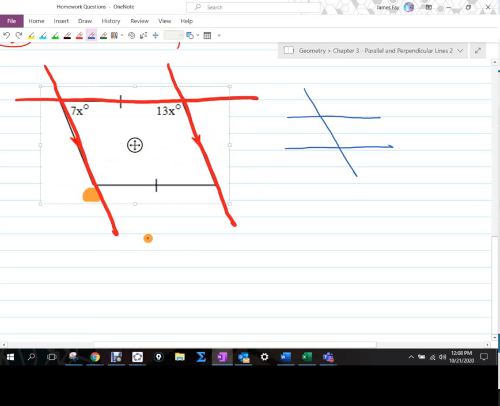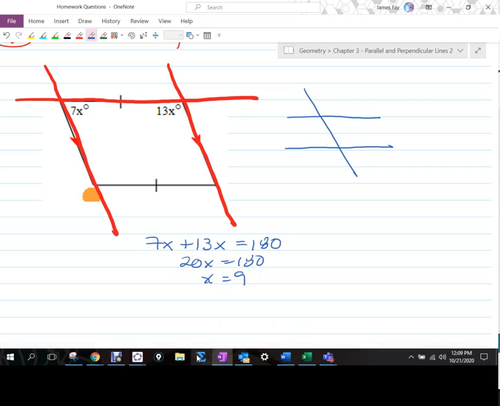So we should be able to take 7x plus 13x and set that equal to 180. 20x equals 180, so x has to be 9. And then they ask you, okay, well, what's the 13x angle? What's the 7x angle? So then just plug that 9 back in and evaluate those things.